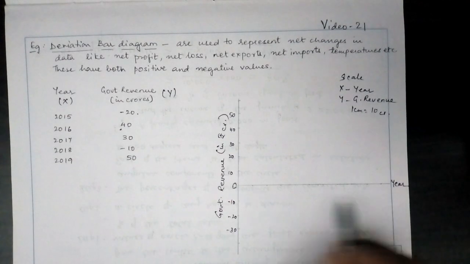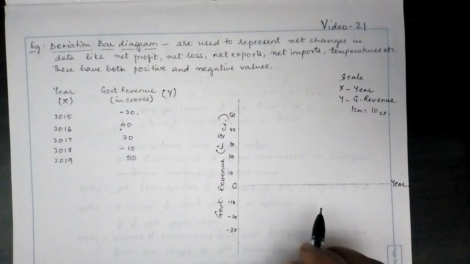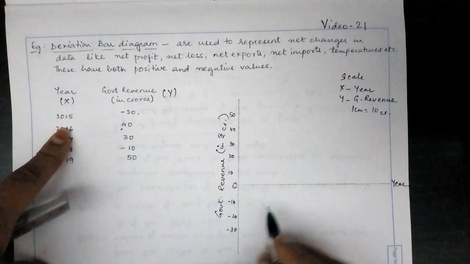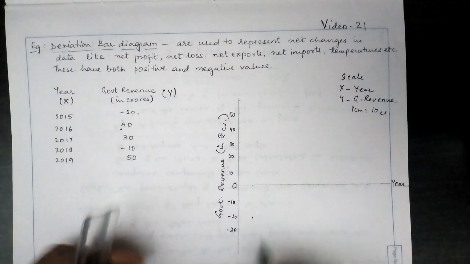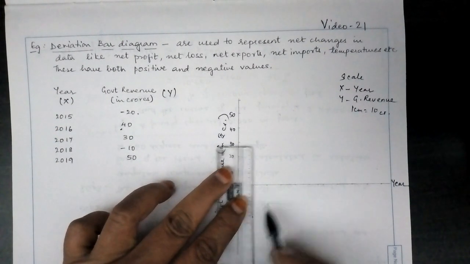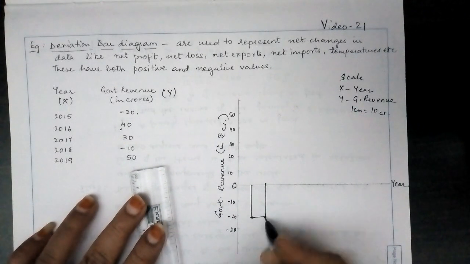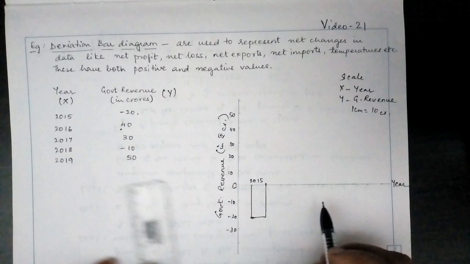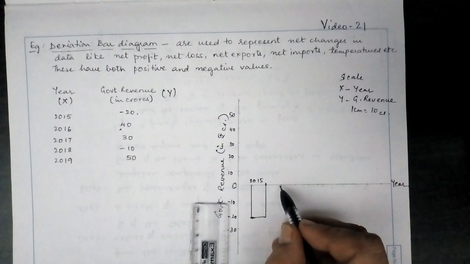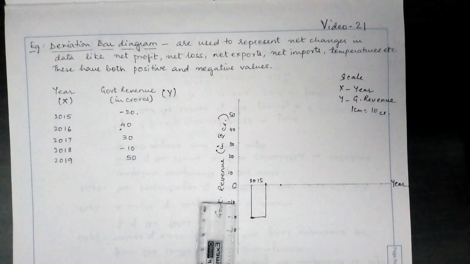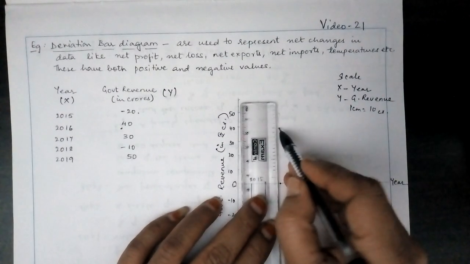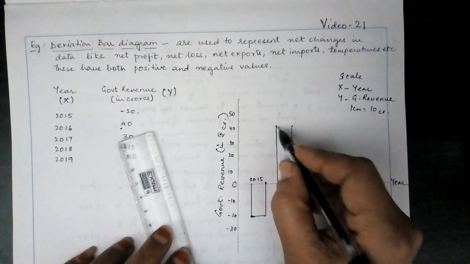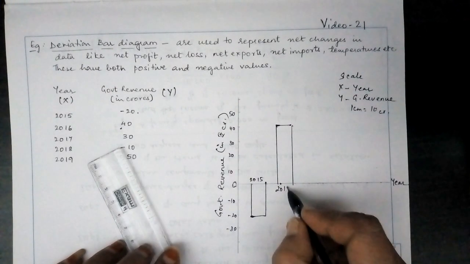Then on the x-axis we will mark the year. So we have in 2015, let us see, it is minus 20. So minus 20 is here. So let's draw minus 20 on the x-axis. So this is 2015. In 2016 it is 40. So 40 is a positive number. We will leave a gap of 1 centimeter here and draw 40 is here. So 1 centimeter. So this is going to be 2016.